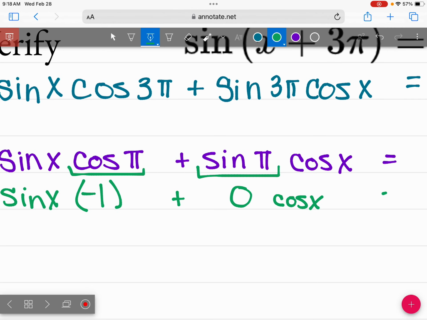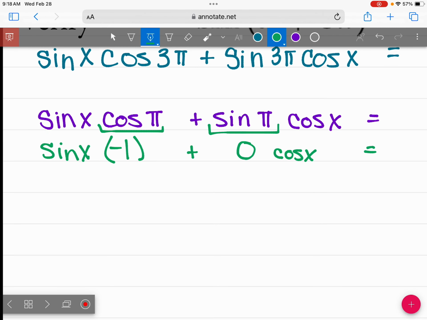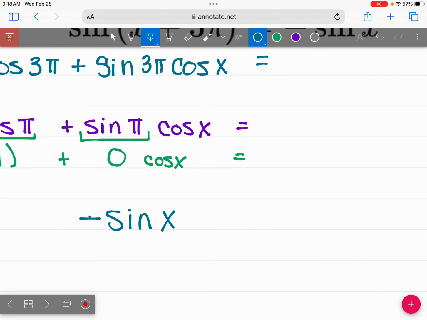So if we have 0 times cosine of x and -1 times sine of x, starting to see what's going to happen here? 0 times cosine of x means that whole piece is just 0. Nothing. So we don't even need to write it. So we wind up with -1 times the sine of x, also known as minus sine of x, or the opposite of the sine of x. And that's exactly what we were going for over here. So that's what they mean when they say verify.